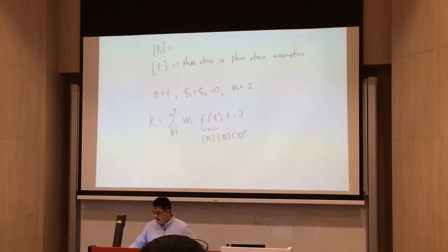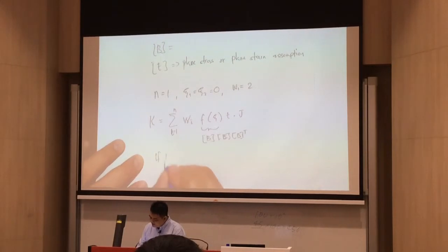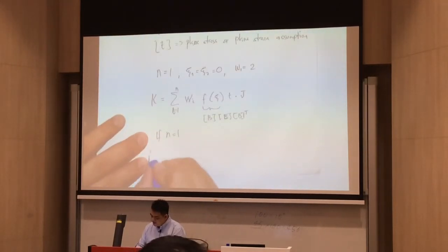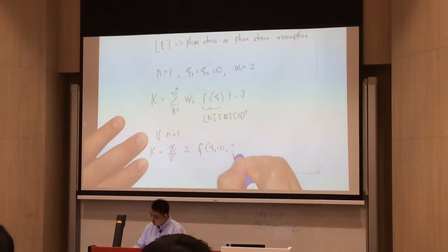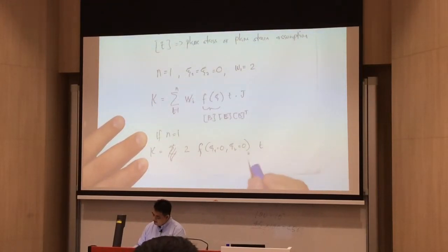Now, what happens if you have n equal to 2? Say for example, we did this one if n is equal to 1. That's straightforward. K equals the summation from i equal to 1 to 1, which doesn't matter anymore, so this one is equal to 2. This one is simply your function wherein C1 is 0 and C2 is equal to 0. And then this one will be your thickness and your Jacobian.